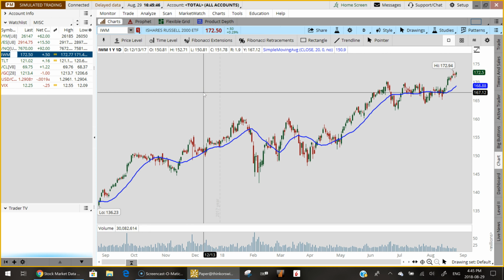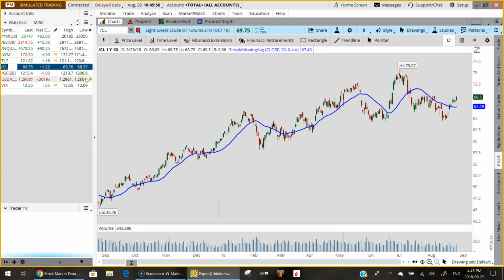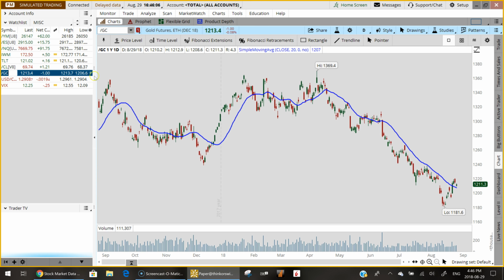The Russell 2000 was also up another 6 points today. Bonds were fairly flat, and that left the yield on the 10-year note at 2.878. Crude oil had a nice spike today, up $1.18 or 1.72%, after a decline in U.S. crude stockpiles. Gold futures finished slightly lower, down about $1.70 or so today.